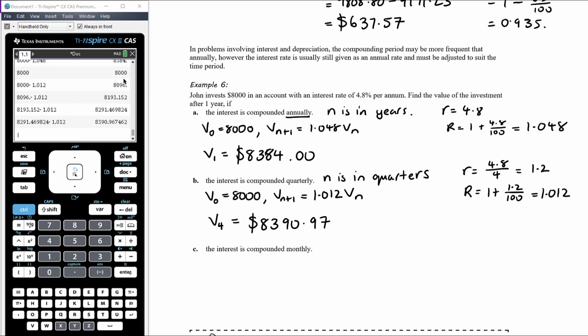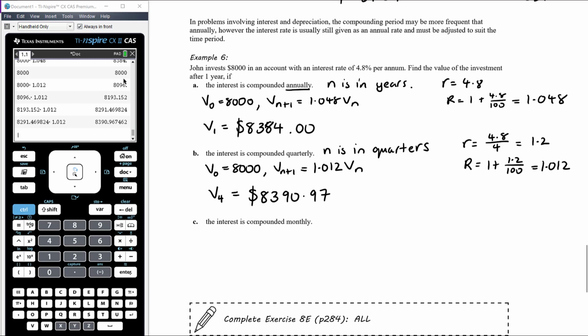Now if you extend that over a longer period of time, you earn significantly more money by compounding more regularly. So we would expect, therefore, in part C, where we're going to compound the interest monthly, that we're going to earn even more money over the course of a year. So in part C, n is in months. It's important that we're clear about the distinction: whilst these recurrence relations are essentially describing the same situation, they're actually not the same because we're measuring n differently.